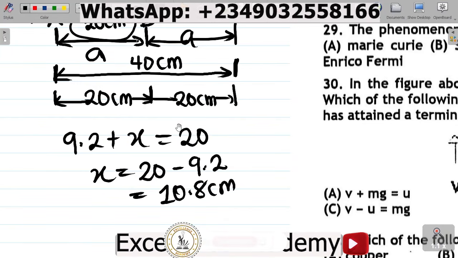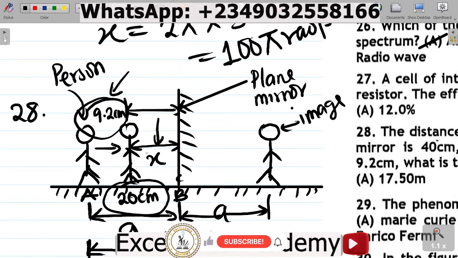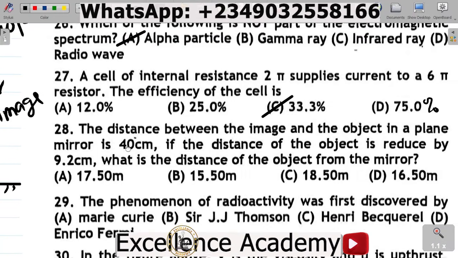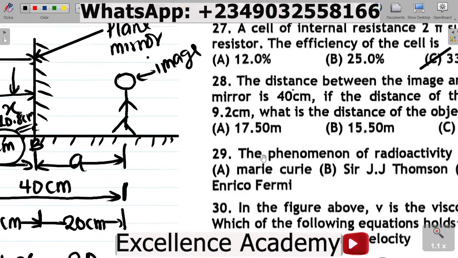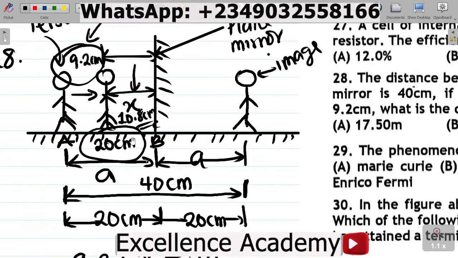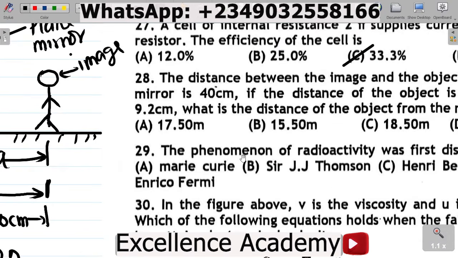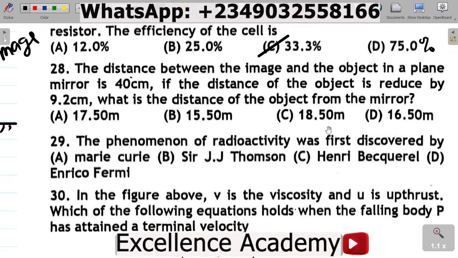That means the object now has a distance of 10.8 centimeters. So 10.8. And it makes sense because we said the distance was reduced. So it now has to be a lesser value, which in this case is 10.8. What's the question there? The question says we should find what is the distance of the object from the mirror. So the answer to this question should be 10.8 centimeters. This is the correct answer. Unfortunately, the correct answer is not here.